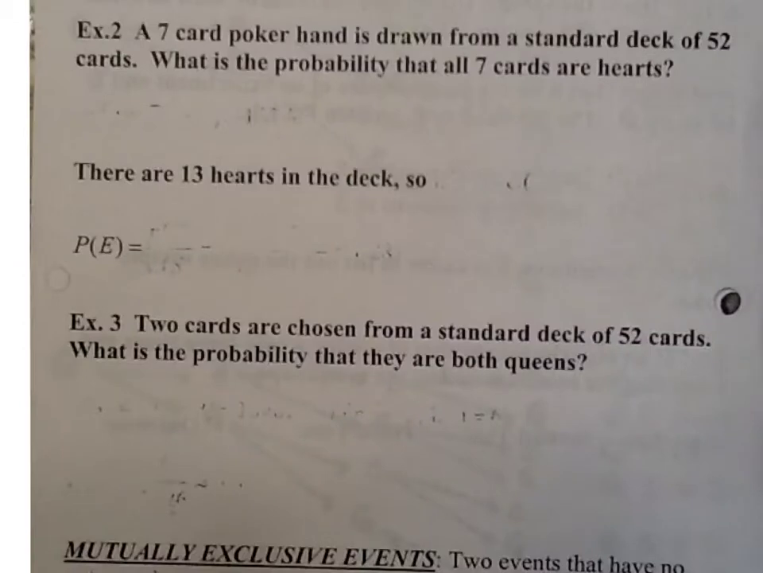So let's tackle a little bit of a harder one. Look at example 2. A 7-card poker hand is drawn from a standard deck of 52. What's the probability that all 7 cards are hearts? This is one where you probably wouldn't want to list out that entire sample space of possibilities, so we're going to go to our combinations, permutations idea. If I want to know how many elements are in the entire set, we're going to be talking about a combination, because once again, it doesn't matter what order I choose my 7 cards, I still have the same 7-card hand.